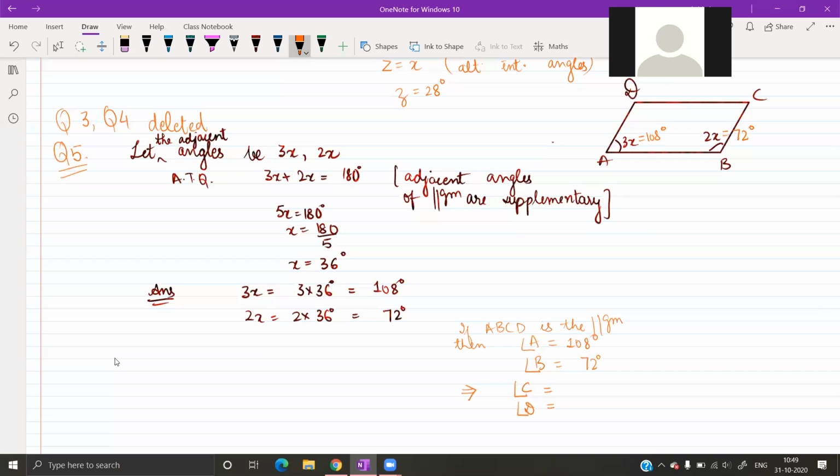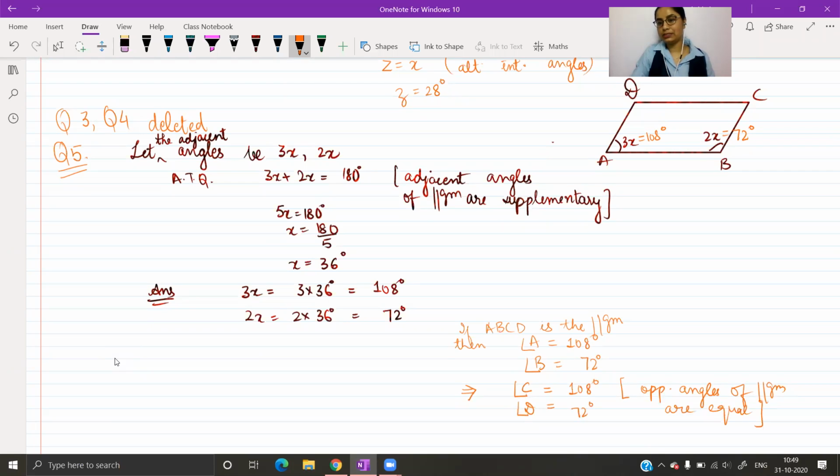Angle C will be 108 degrees as opposite angles of a parallelogram are equal. That's correct. And what about angle D? Angle D will be 72 degrees. That's correct. Opposite angles of a parallelogram are equal. This is the reason.